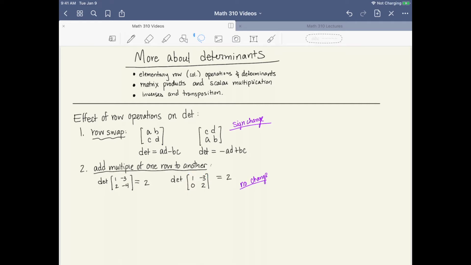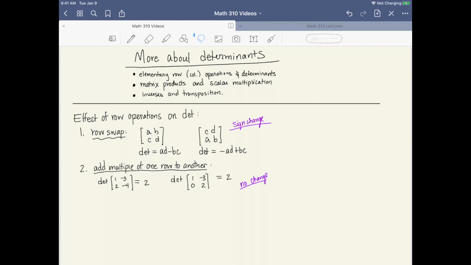Well, this isn't just a coincidence of example. This is a general fact that when you add a multiple of one row to another, you do not change the determinant. So this is a permissible row operation that you can use to simplify your matrix. Notice that in the second matrix, we have something that's actually upper triangular, and so the determinant can be easily calculated as the product down the diagonal, 1 times 2. So this can be a good strategy for calculating a determinant a little bit more quickly.